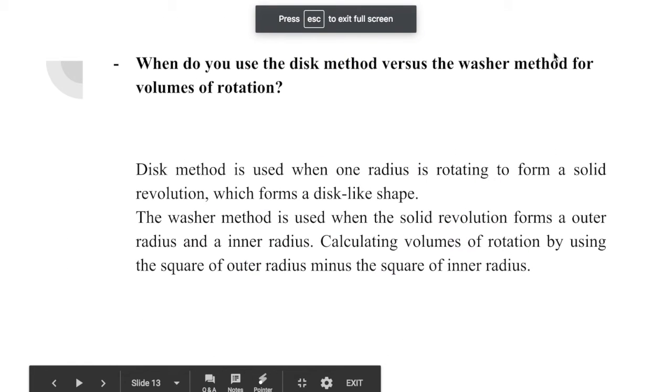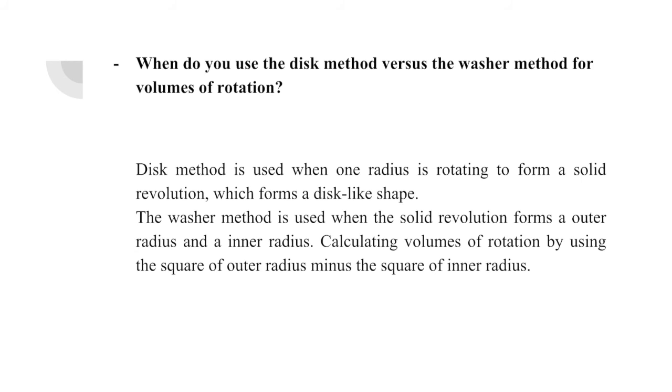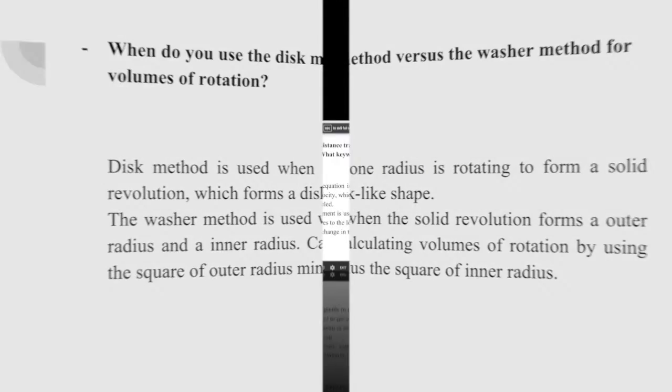When do you use the disk method versus the washer method for volumes of rotation? The disk method is used when one radius is rotating to form a solid of revolution, which forms a disk-like shape. And the washer method is used when the solid of revolution forms an outer radius and an inner radius. So when you're calculating the volume of the rotation, you have to subtract the inner one from the outer one, which gives you the volume of the shape.